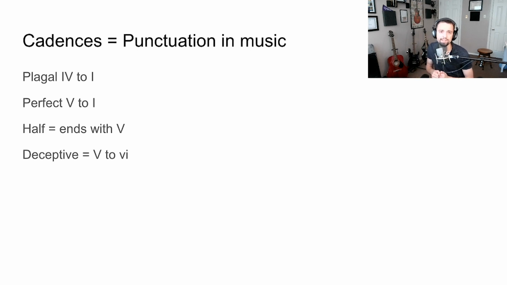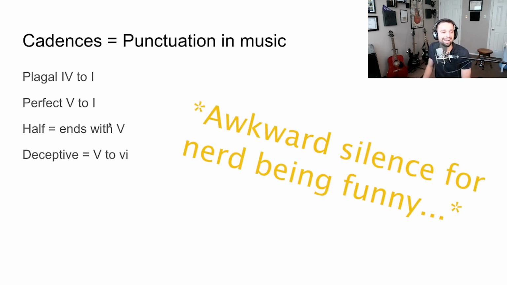The deceptive cadences are similar, except it doesn't end on 5. Instead of going from 5 to 1, which feels like home, it deceives our ears. Instead of going back to 1, which it really wants to, it goes to 6. And tells you that there is more to come. Like, aha, it's not done yet. And so that's a little bit about cadences.